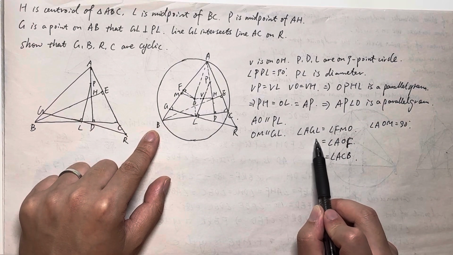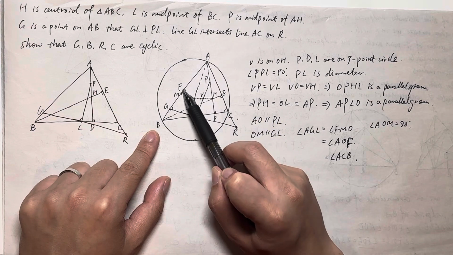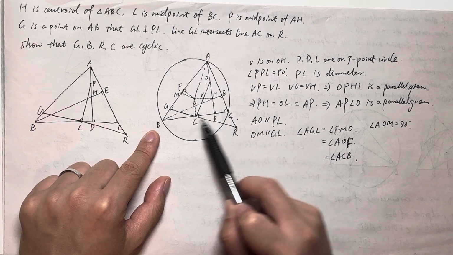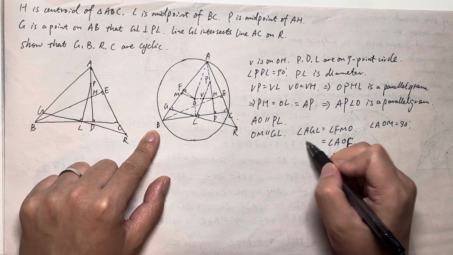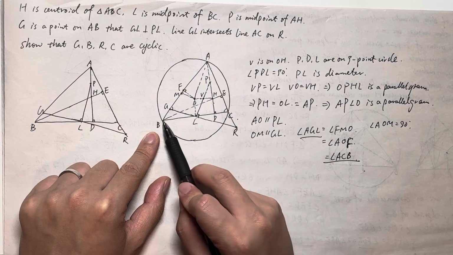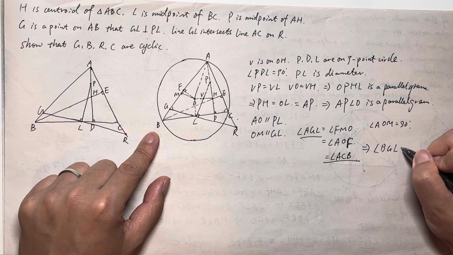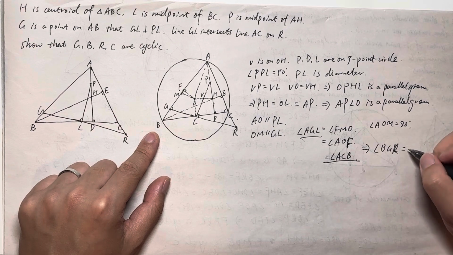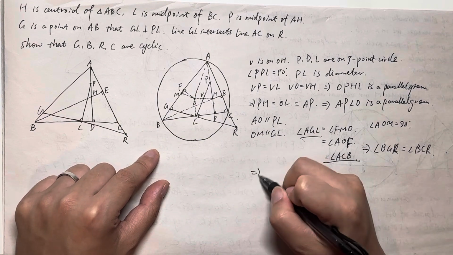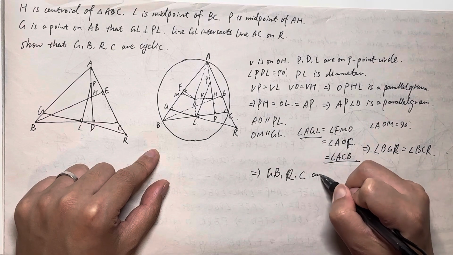And what is angle AGL? AGL equals FMO equals AOF equals ACB. We just proved that angle AGL equals angle ACB, which means angle BGL, or BGR, equals angle BCR. So G, B, R, C are cyclic.